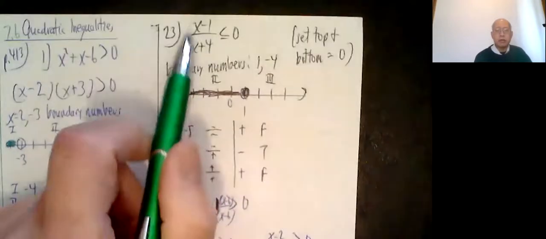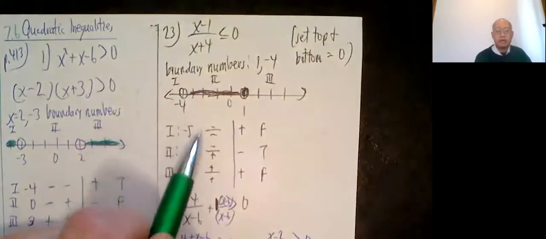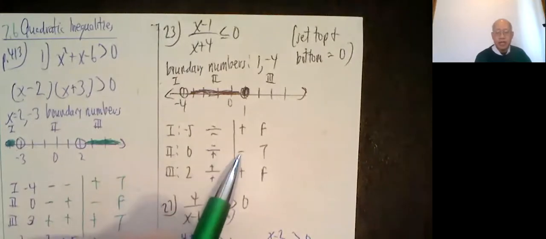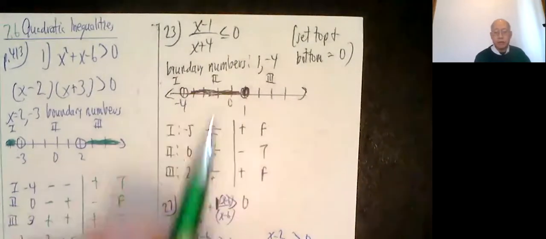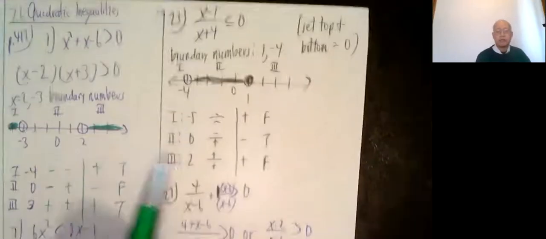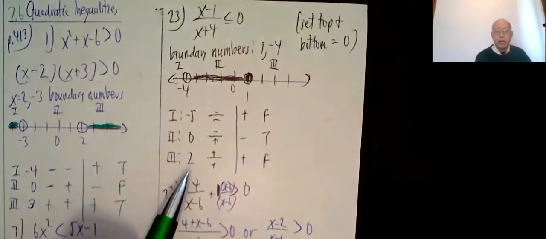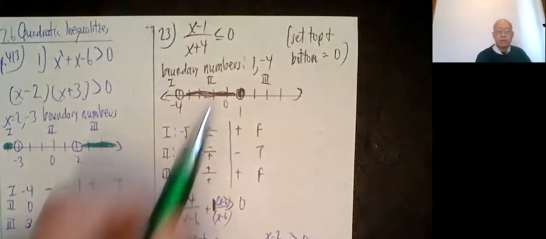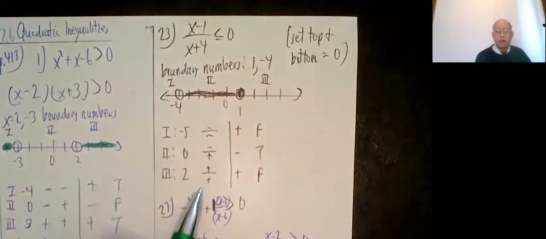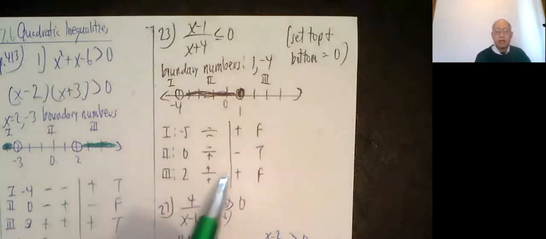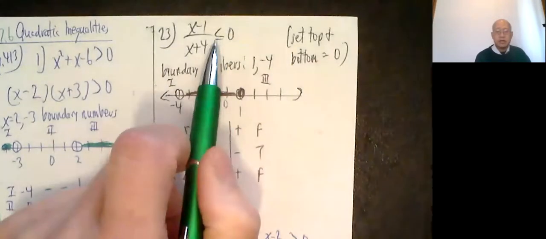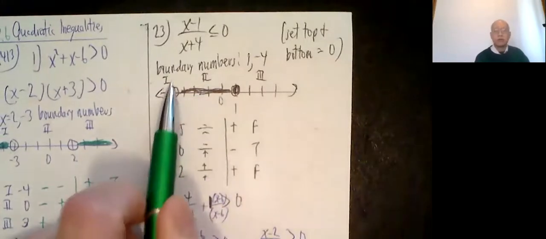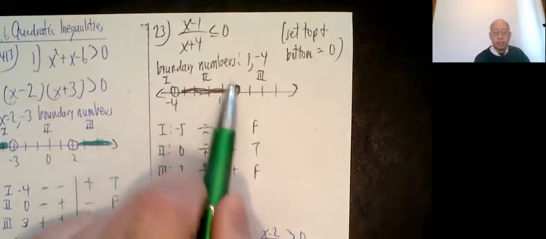Region 2, 0. 0 minus 1, negative. 0 plus 4 is positive. Negative divided by positive is negative. Is a negative less than or equal to 0? Yes, that's true. Shade in region 2. And region 3, 2. 2 minus 1, positive. 2 plus 4, positive. Positive divided by positive, positive. Positive less than or equal to 0, that's false. So this is my region. In the back of the book, this would be a parenthesis. This would be a bracket.